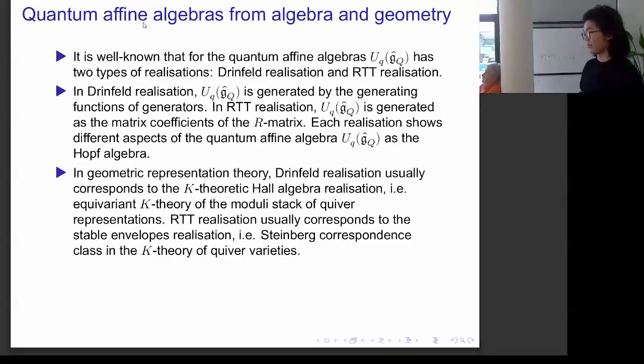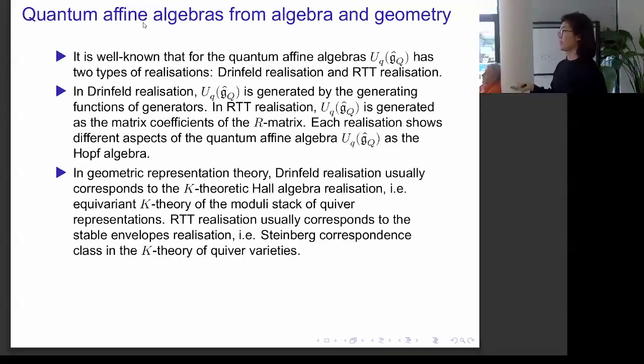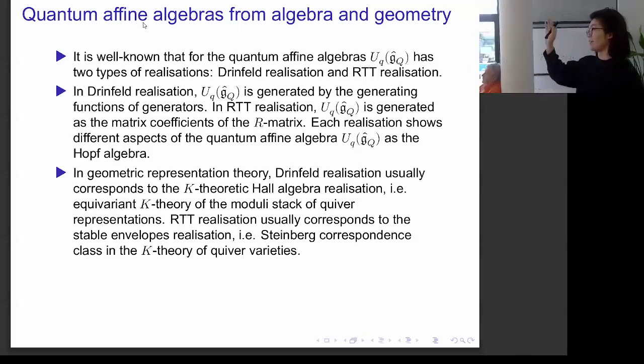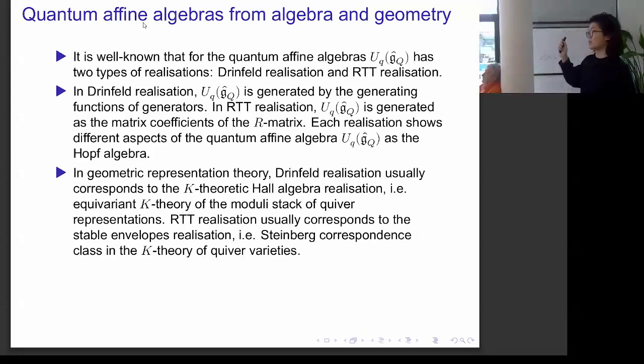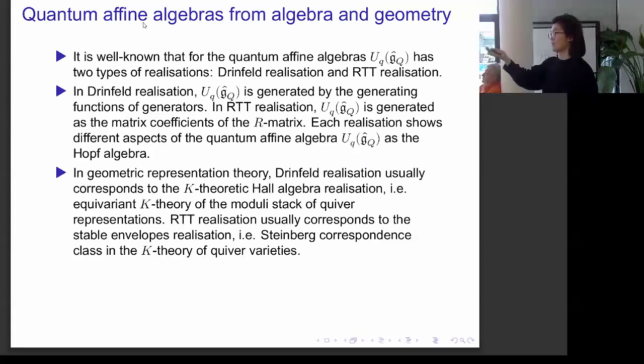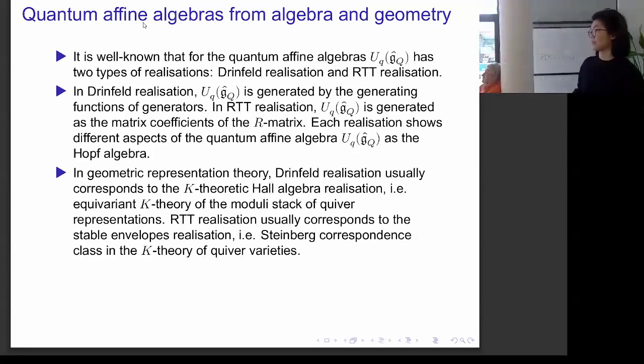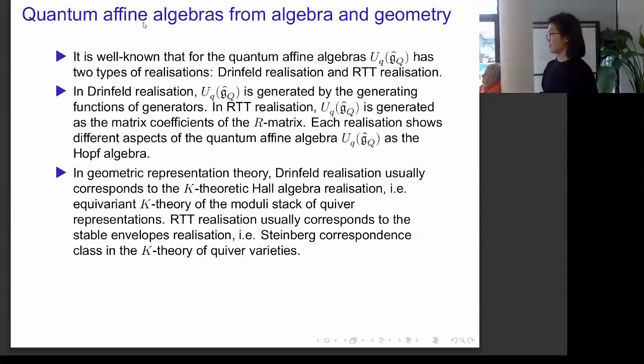From the side of geometric representation theory, the Drinfeld realization usually corresponds to the K-theoretic Hall algebra realization. Roughly speaking, you can think about it as the equivariant K-theory of the moduli stack of quiver representations. While the RTT realization usually corresponds to the stable envelopes realization. You can think about this as some K-theory class, which is explicitly the Steinberg correspondence class in the K-theory of quiver varieties. So this is a little bit abstract for the second one.